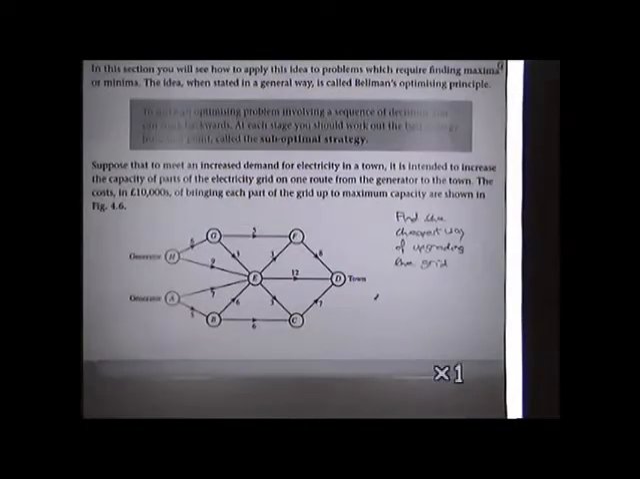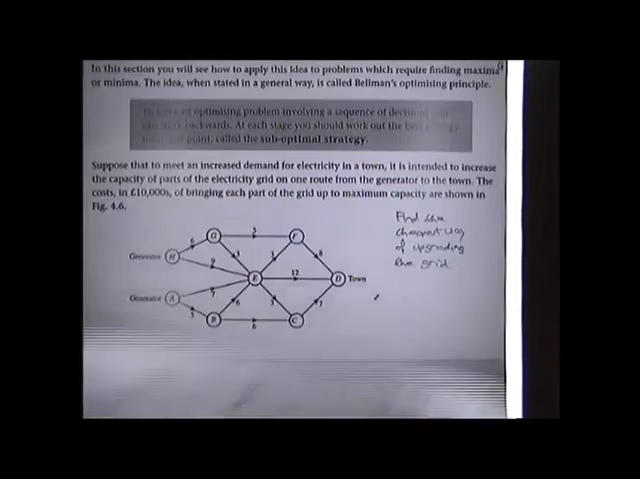First of all, the network you've actually got on the sheet that's come round. The problem here, because you haven't got this writing on your sheet: suppose, to meet an increased demand for electricity in a town, it's intended to increase the capacity of parts of the electricity grid on one route from the generator to the town. The costs in tens of thousands of pounds of bringing each part of the grid up to maximum capacity are shown. Basically, what we've got to do here is find the cheapest way of upgrading the grid.